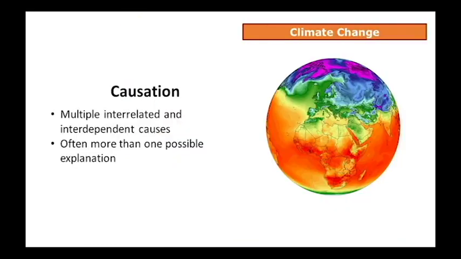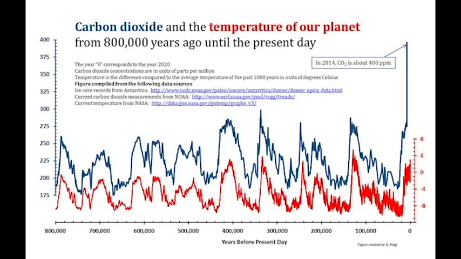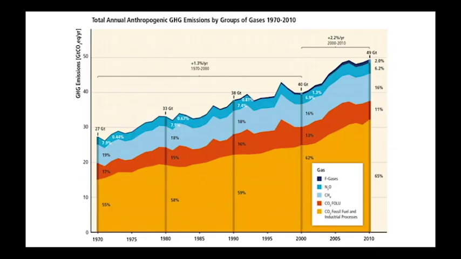The causes of climate change, on the other hand, are very different. They're usually multiple and interrelated and interdependent, which means they all affect each other, and there's often more than one possible explanation for what's happening. You probably know that the primary cause of climate change is carbon dioxide. As shown by this graph, there is a direct correlation between increased carbon dioxide in our atmosphere and increased temperatures of our planet. But carbon dioxide isn't the only greenhouse gas. This graph represents at least 5 other greenhouse gases that are emitted by humans.